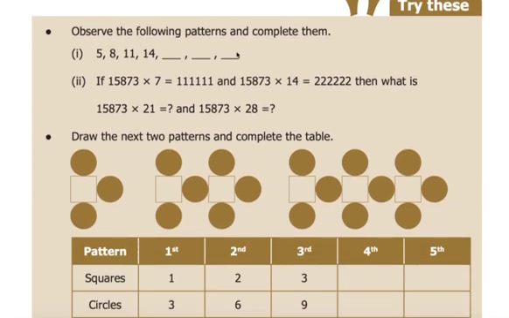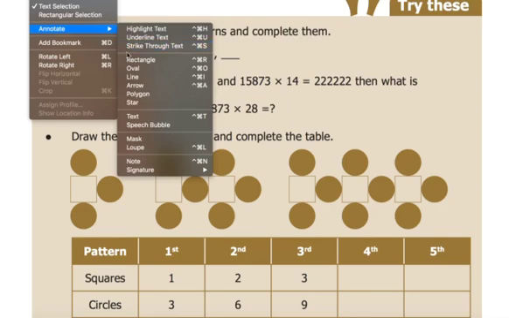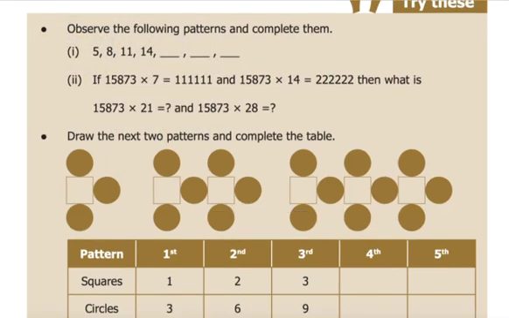Observe the following patterns and complete them. 5 plus 3 is 8, 8 plus 3 is 11, 11 plus 3 is 14, 14 plus 3 is 17. 17 plus 3 is 20. 20 plus 3 is 23.